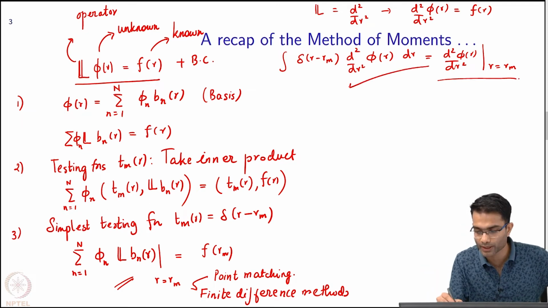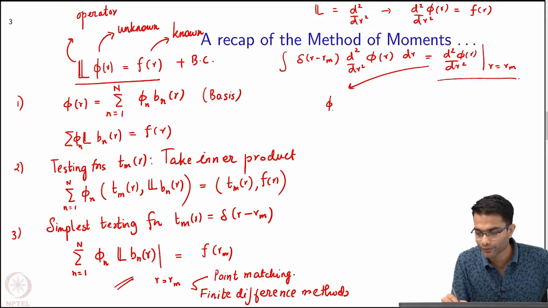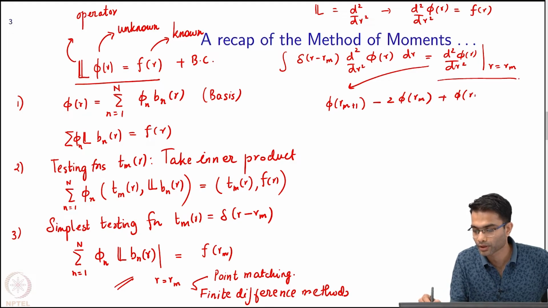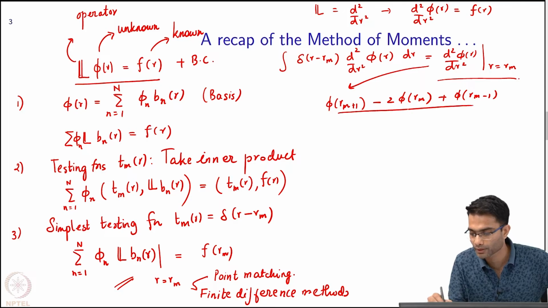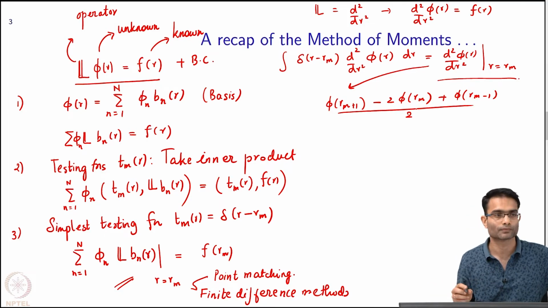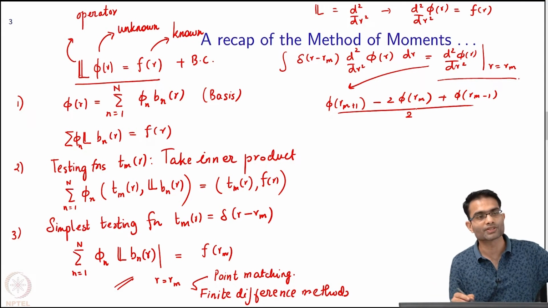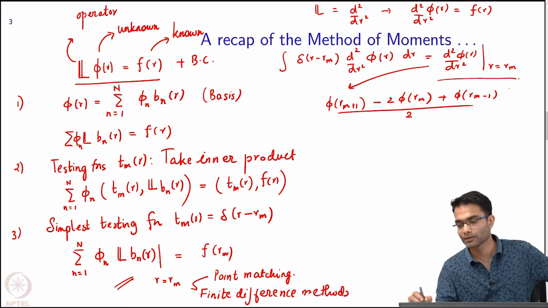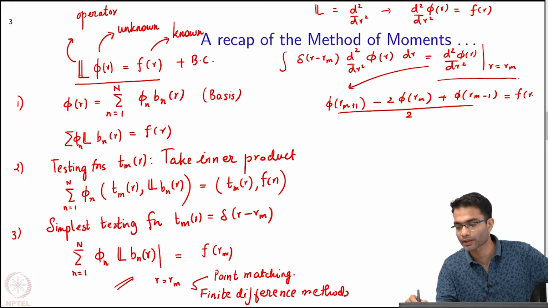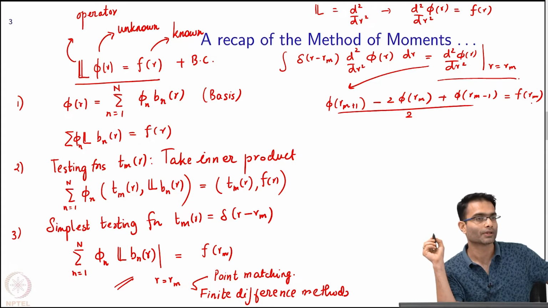I mean this would then become something like phi of Rm plus 1 minus 2 times phi of Rm plus phi of Rm minus 1 divided by some 2. So, this gives you one equation. So, this is f of Rm, right.